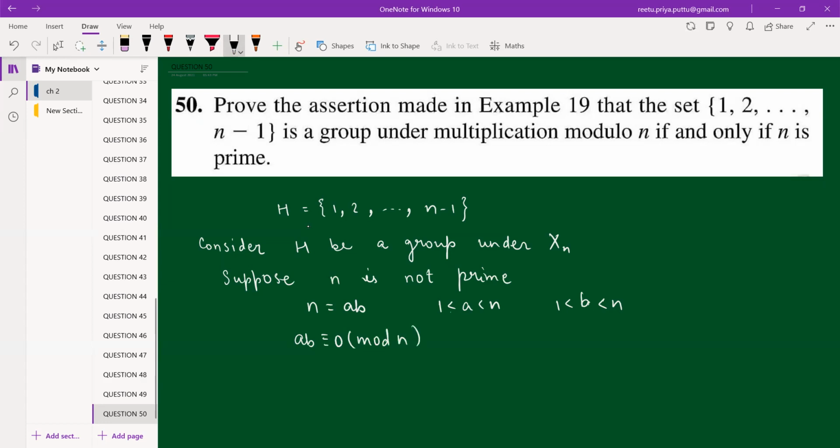This you can say, right? So AB is totally divisible by n. So AB is congruent to 0 mod n. And from here, we should have 0 belongs to H by the closure property. But what do we have? 0 does not belong to H. So we arrive at a contradiction. So from here, I can say that n must be prime. This is the first part of the question.